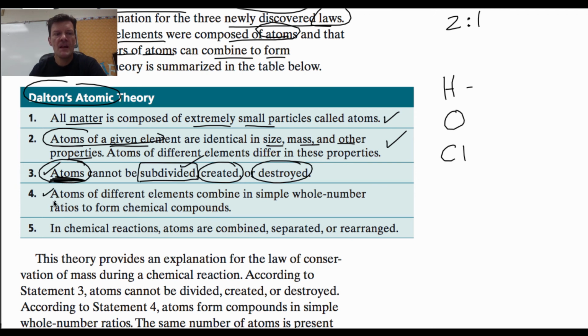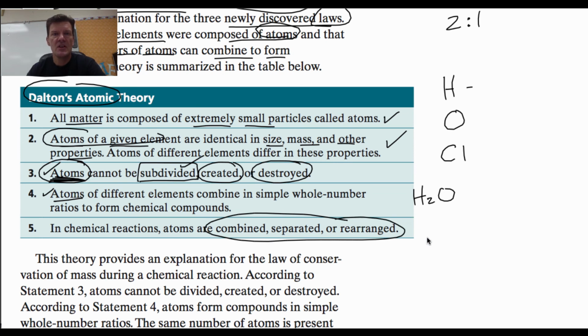Number 4, atoms of different elements combine in simple whole number ratios to form chemical compounds. And we mentioned this already. I keep using the compound of water, but they're going to combine in a certain ratio. 2 atoms of hydrogen to 1 atom of oxygen. That is always true. And in chemical reactions, atoms are combined, separated, or rearranged, and we're going to see this a lot. We're going to see lots of examples of this.